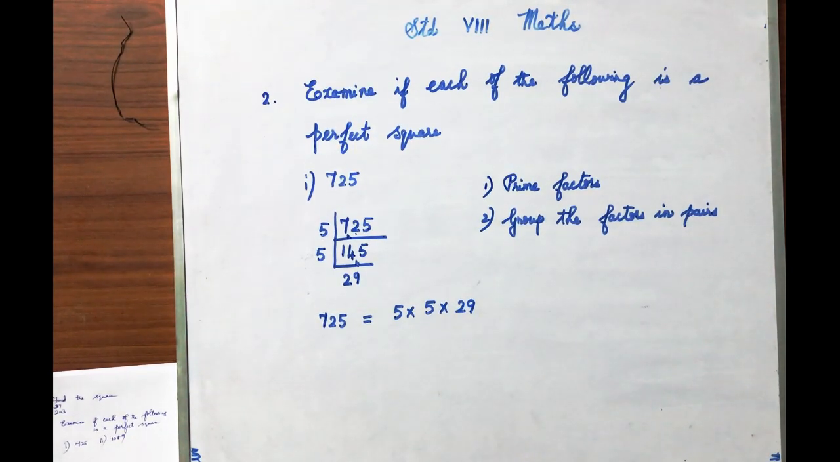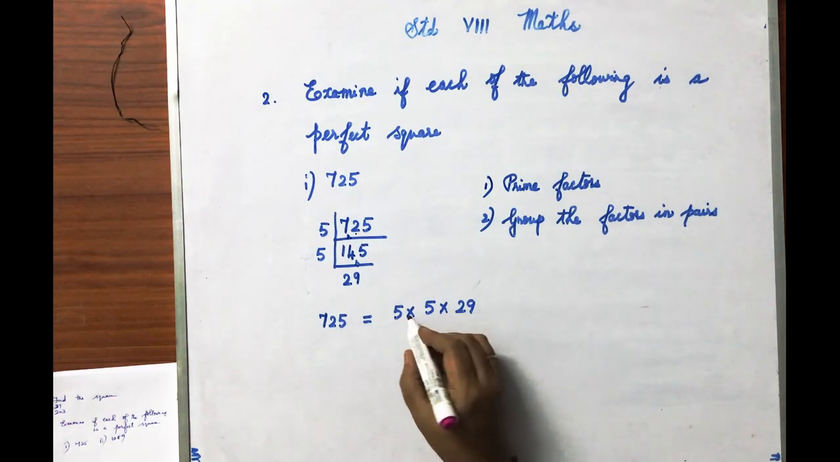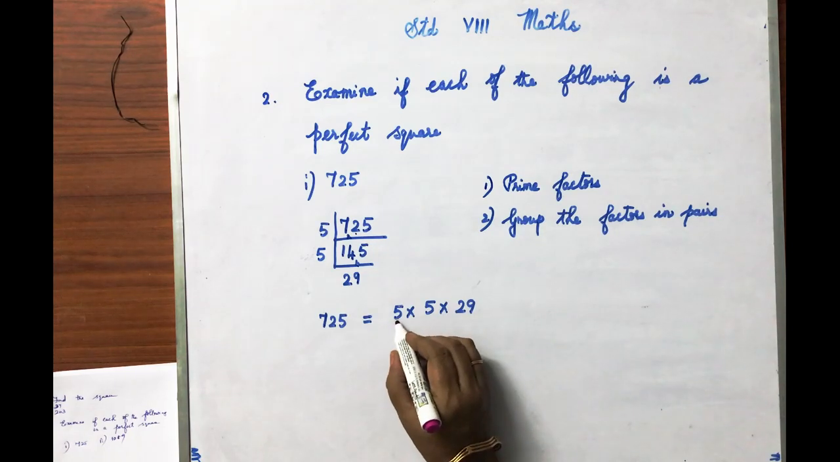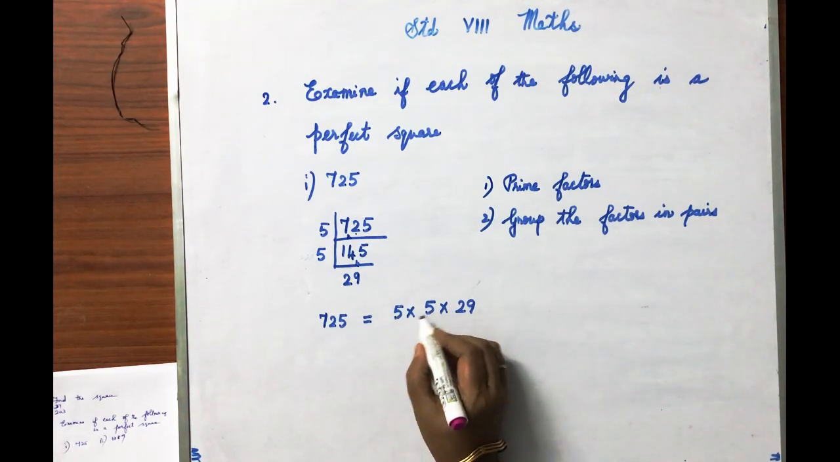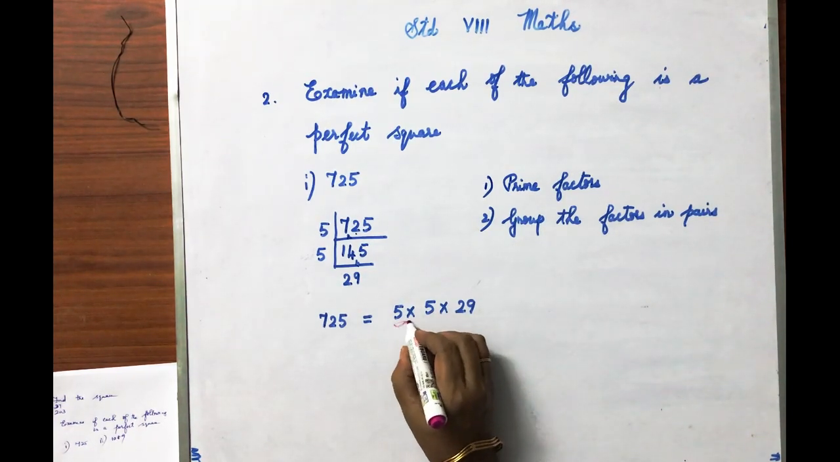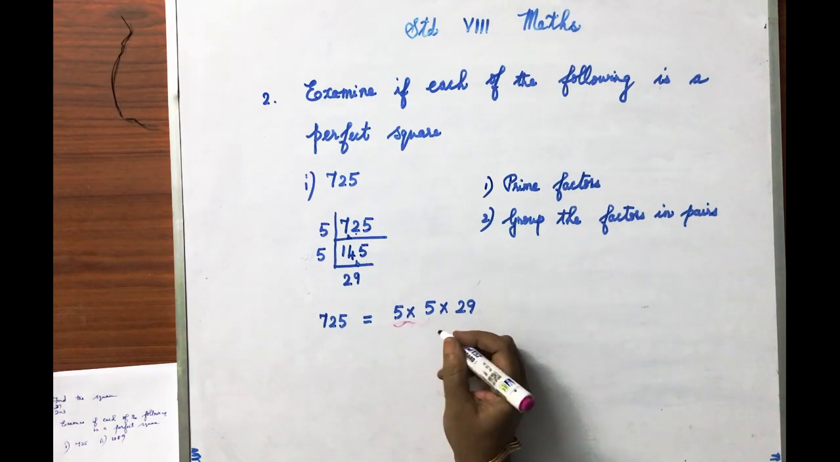Now we have to group. Group in pair. That is the same number. Here 5, another number also 5. So we can group in pair now. This is one pair.